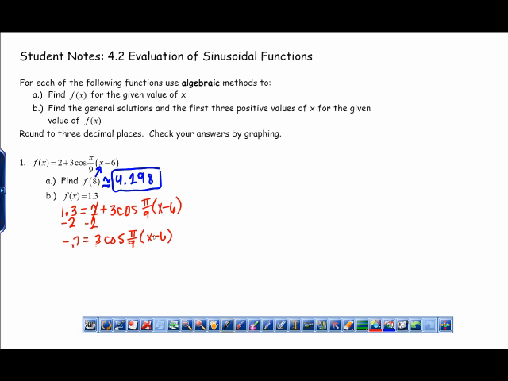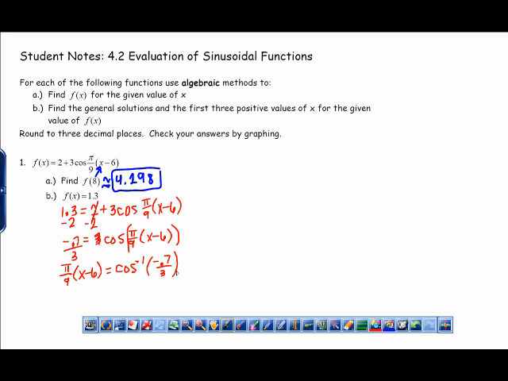Okay, now I need to divide by 3. So I'm going to go ahead and just do that like this. Okay, we're good to go. Now I have a ratio equaling cosine of an angle. And remember that it's cosine of all of that. Okay, so how do you unpack this? Well, it means that my angle here, pi over 9 times x minus 6, is going to be equal to arc cosine of negative 0.7 over 3.